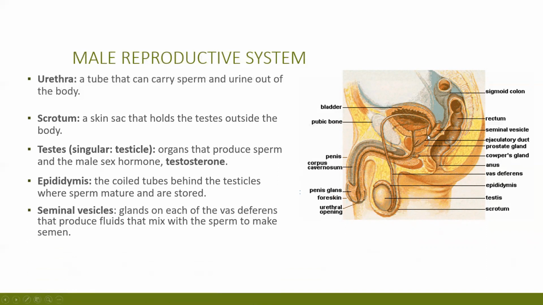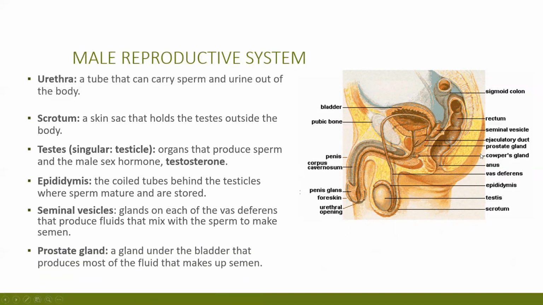The seminal vesicles, located right up here, are glands on each of the vas deferens that produce fluids that mix with sperm to make it semen. So as the sperm exit from the epididymis through the vas deferens and cross over through the seminal vesicle, the sperm now take on extra fluids added by the seminal vesicle and other glands, and now it is called semen. The prostate gland, located right here below the bladder, is a gland under the bladder that produces most of the fluid that makes up semen.